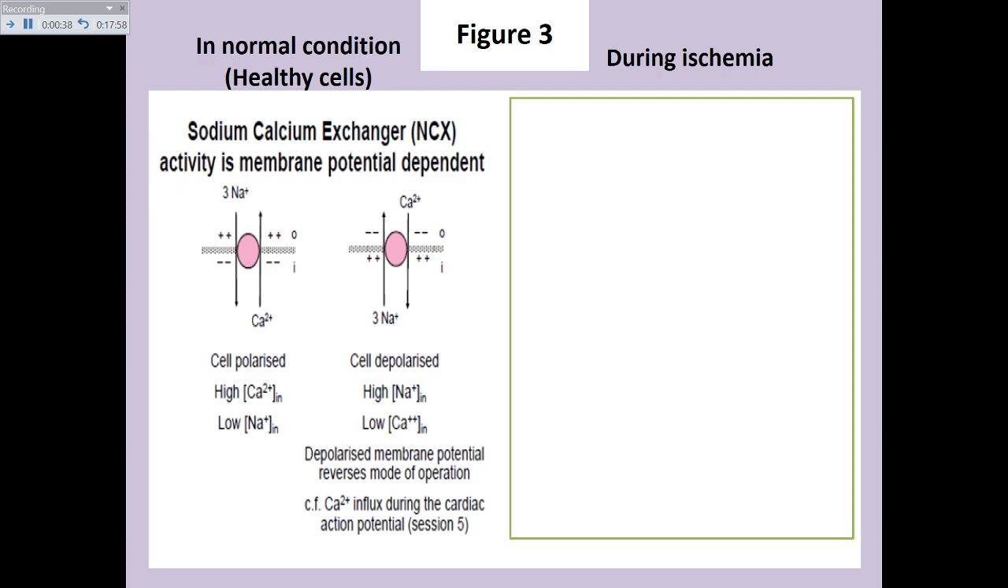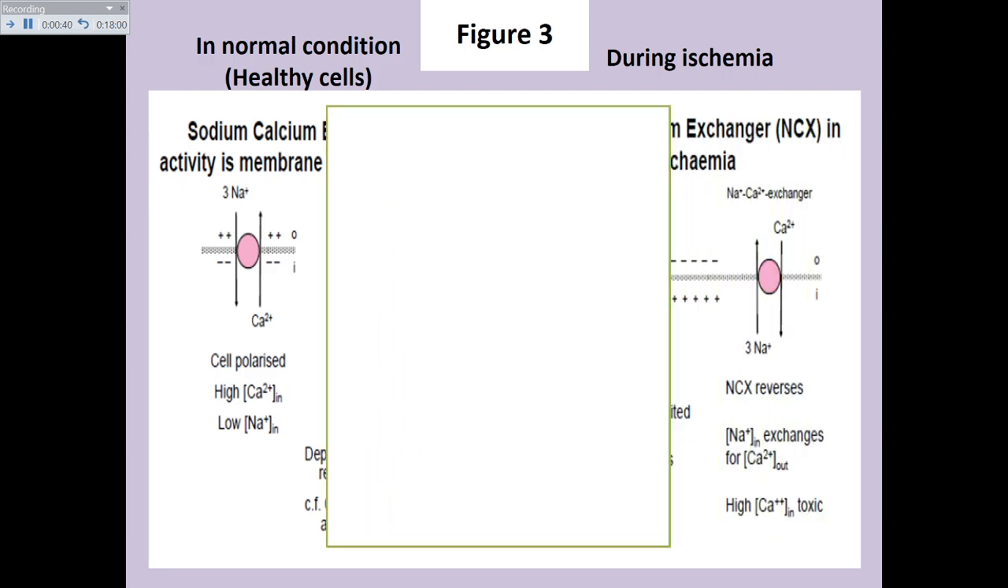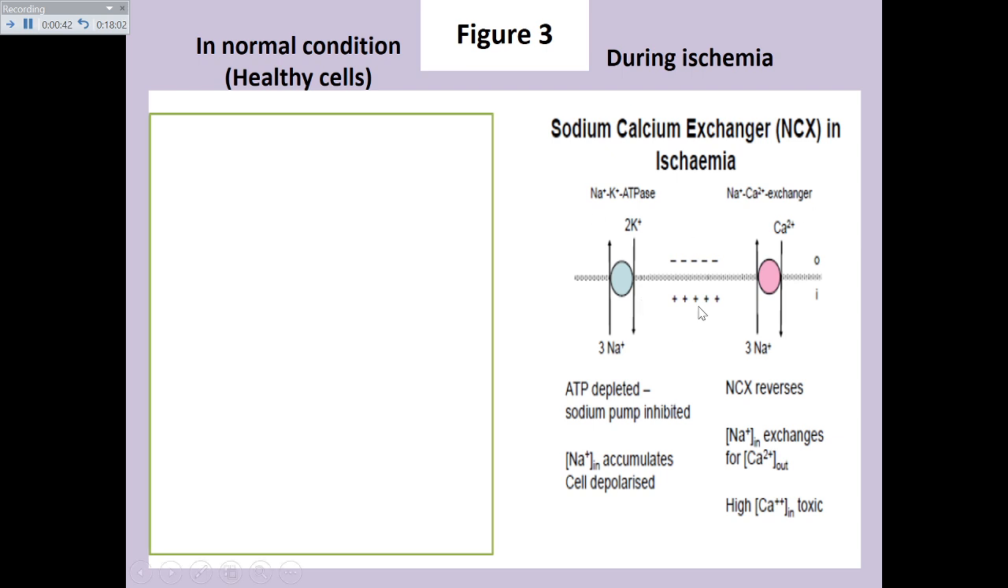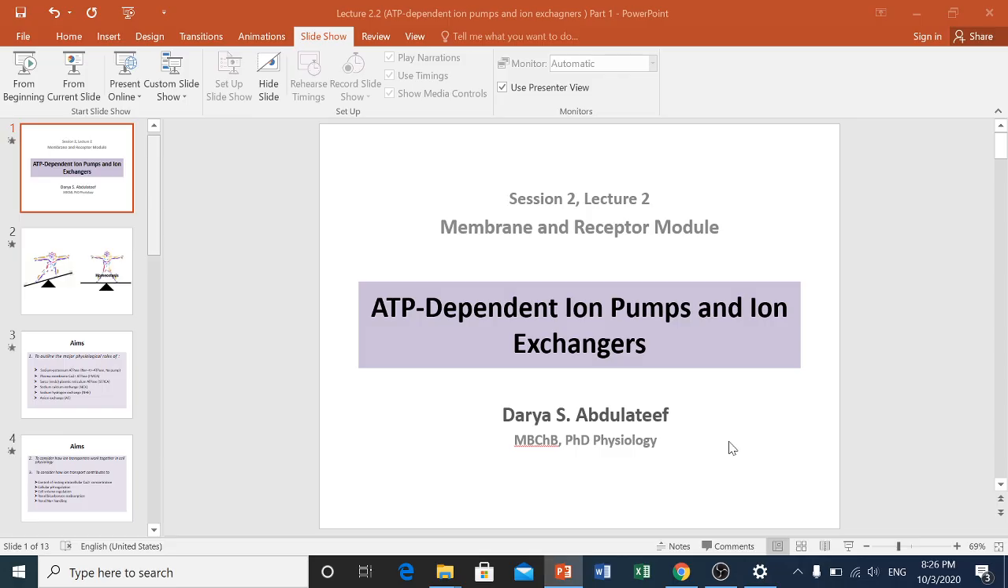Because it's only for a short period of time. While during ischemia, what will happen is the same as we said: ATP is depleted, so the sodium pump is inhibited and there will be depolarization of the cell, and the sodium calcium exchanger will reverse. And as we said, it is toxic, because high calcium inside the cell is toxic. And thank you.